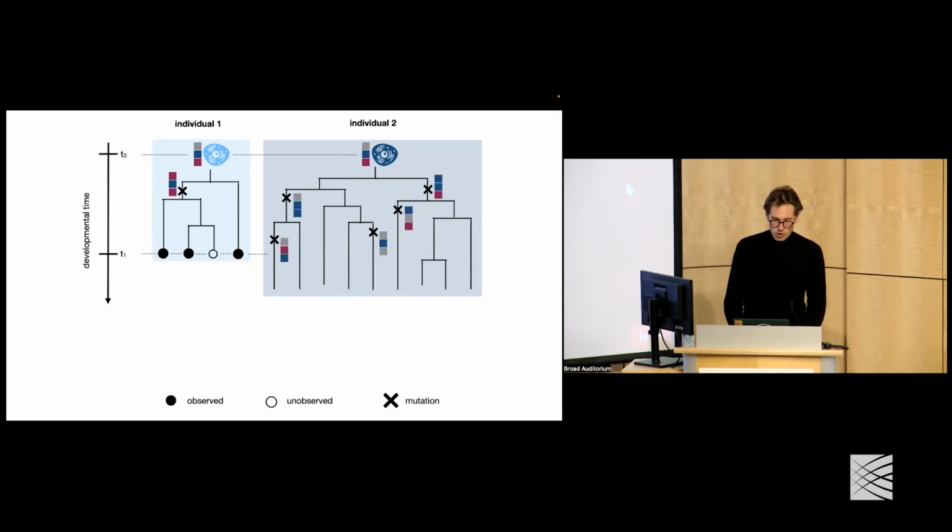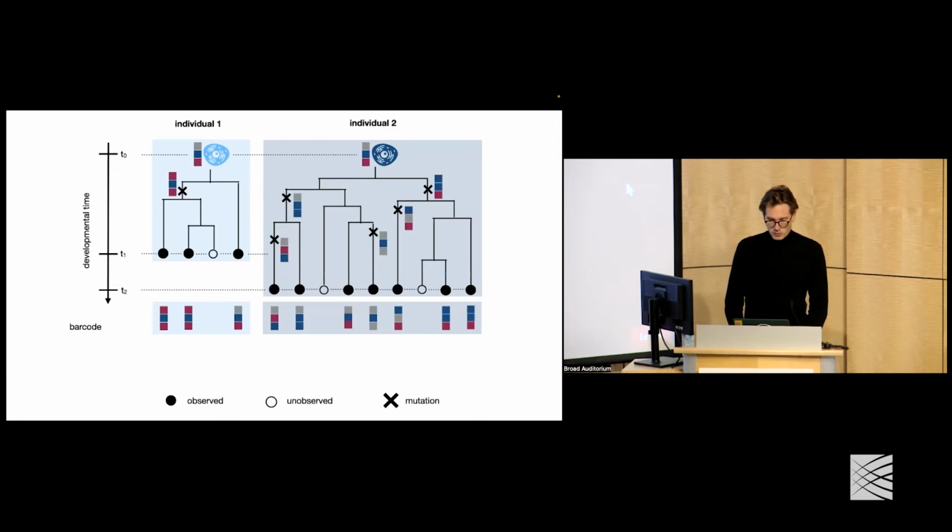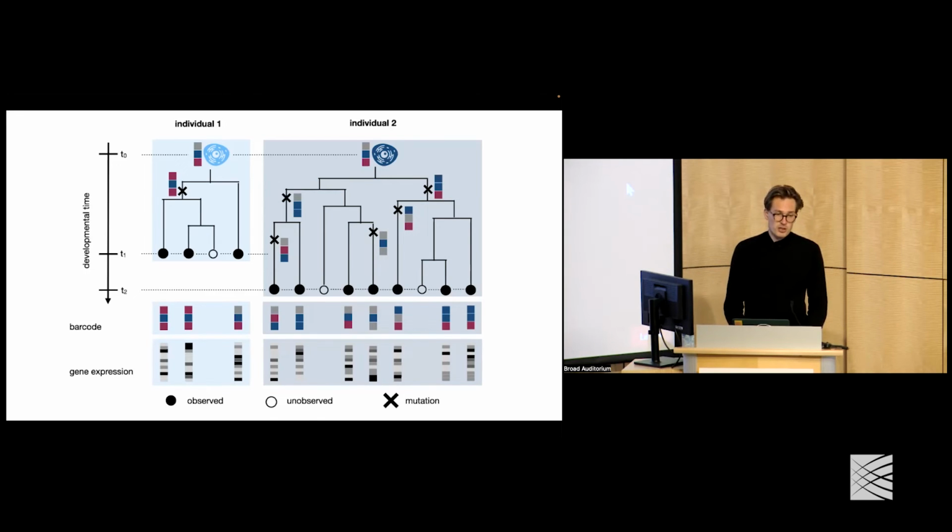So we accumulate more mutations. And in the end, we sequence again. Some cells we observe and other cells we will not observe. The readout we get from this is the mutated barcodes from both individuals, as well as gene expression information.